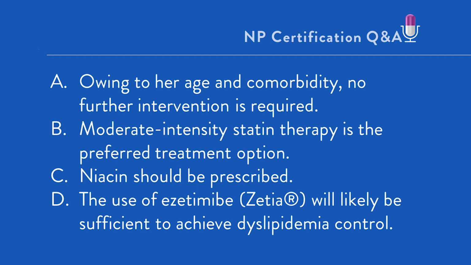A, owing to her age and comorbidity, no further intervention is required. This is incorrect. This patient is presenting with just sky-high ASCVD risk, and treatment is recommended per EBP. And that would include the recommendations, one more time, of not only the ADA, but also the ACC and the AHA.